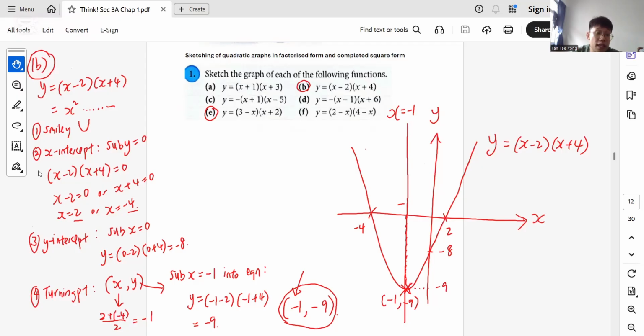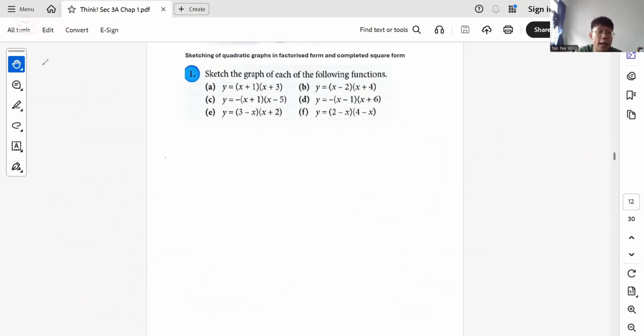Okay, so I'll use another, probably orange. Okay, so now we do 1E. So 1E is y equals 3 minus x, times x plus 2. First thing first, we talk about whether it is smiley or sad. In this case, it's a sad face graph. How do I know? Because if you were to expand this out, you will get negative x squared, so the coefficient of x squared is negative, so it's going to be a sad face graph.